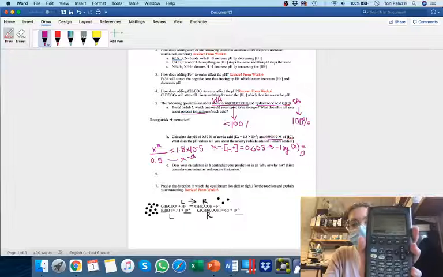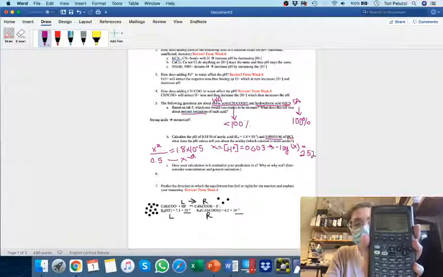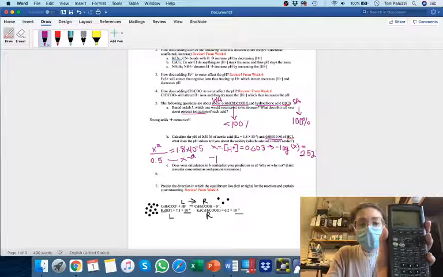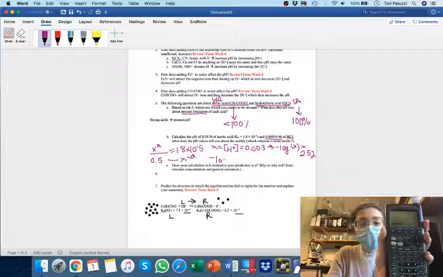I have 2.52. Now, when I take the negative log of my 0.00010 number, so again, we're going to say 10 to the negative, 1, 2, 3, 4.